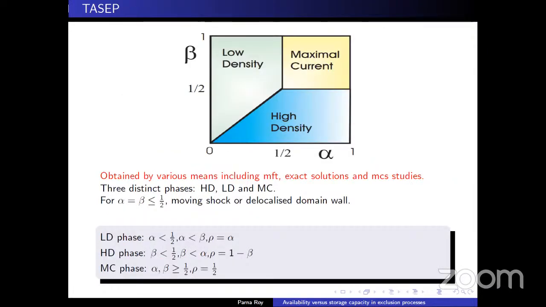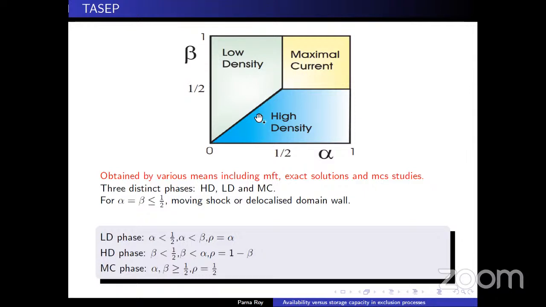Now this is the phase diagram for an open TASEP. As we can see, there are three distinct phases. Low density phase, where the mean particle density in the TASEP is less than half. High density phase, where the mean density is greater than half. And in the maximal current phase, the mean particle density in the TASEP is equal to half. In this phase, the current is maximum in the TASEP channel.